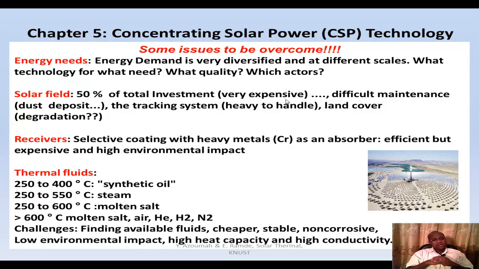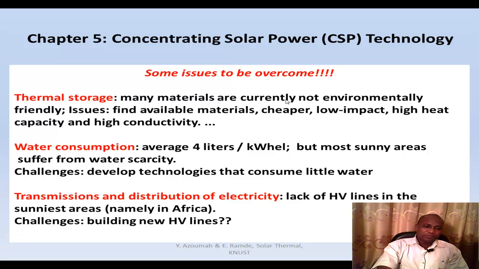the synthetic oil, which is used, for example, in most of the parabolic trough systems, is very inflammable and toxic. So, from an environmental point of view, it's not a good choice. So we have to address all this to see which kind of thermal fluid is very good for us. And from the thermal storage point of view, which material would be environmentally friendly and could be available in our area, could be cheaper and have high heat capacity and high conductivity.